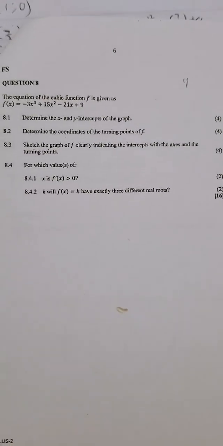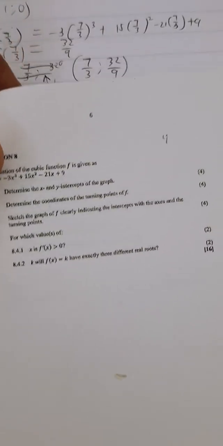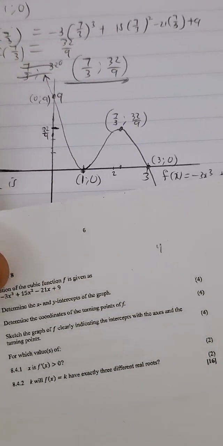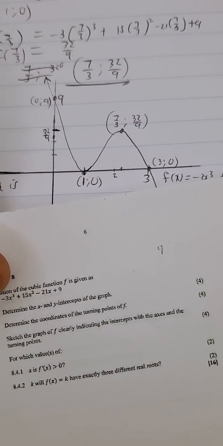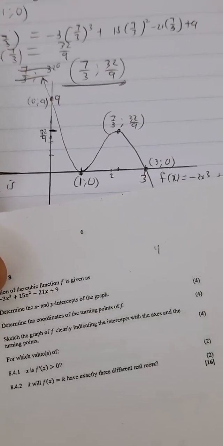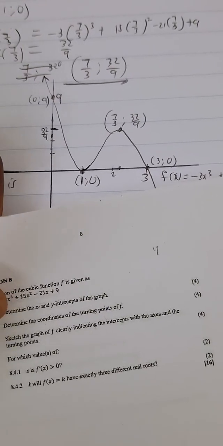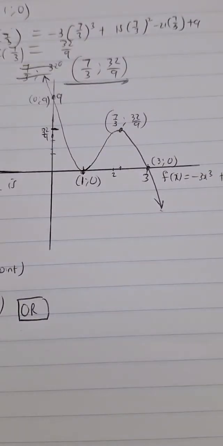You nearly butchered it at first, didn't you? You nearly butchered it because at first you wrote 1, and I was like, for which values? But then my daughter got it right there at the end.